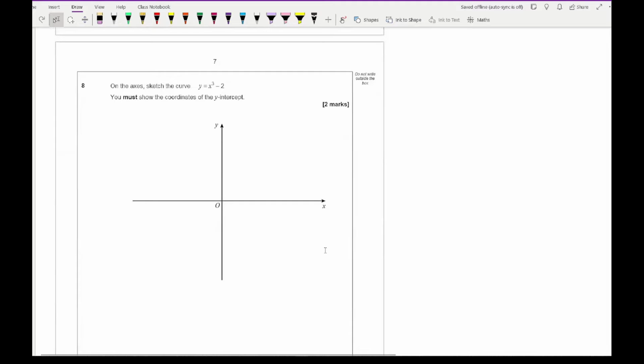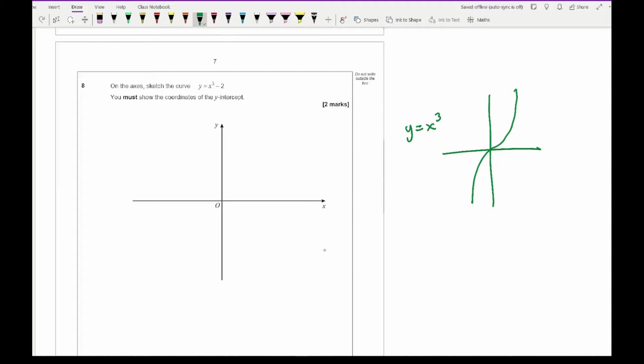For question 8, it says on the axes, sketch the curve of y equals x cubed minus 2. You must show the coordinates of the y-intercept. Now, what we need to do here is this kind of combines graph shapes as well as graph transformations. Now, y equals x cubed basically looks like this. Actually, it doesn't look like that, so let me just correct that. So it basically looks like this.